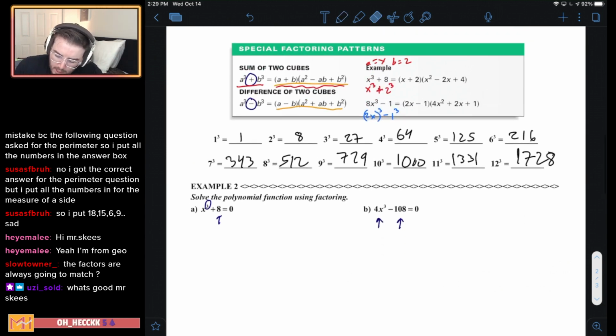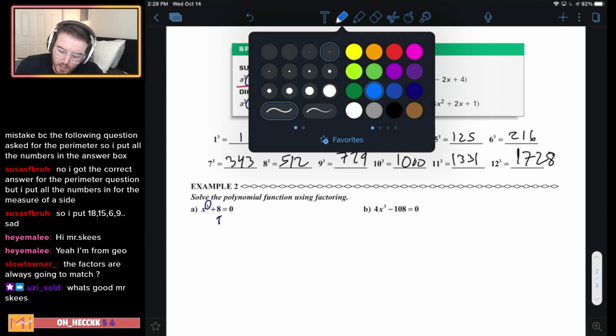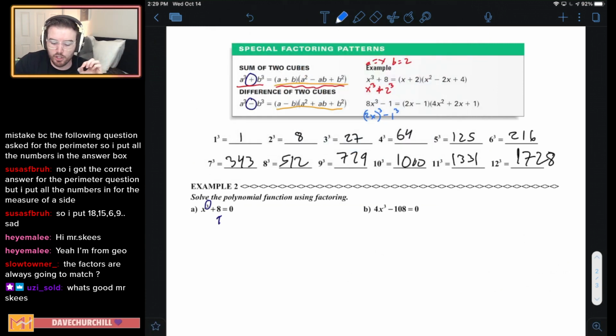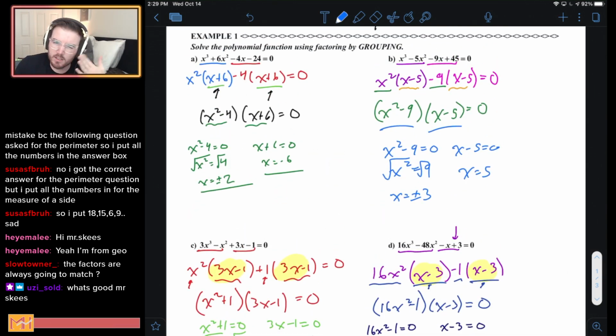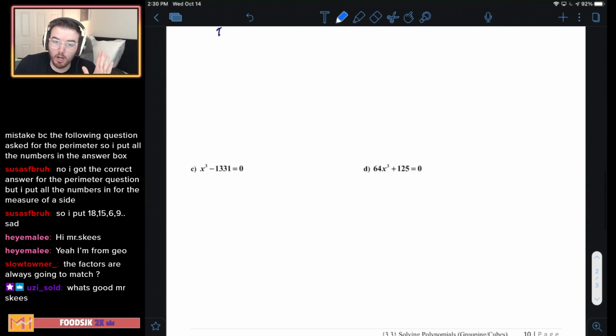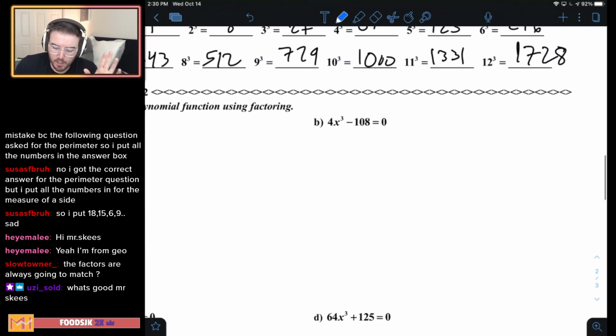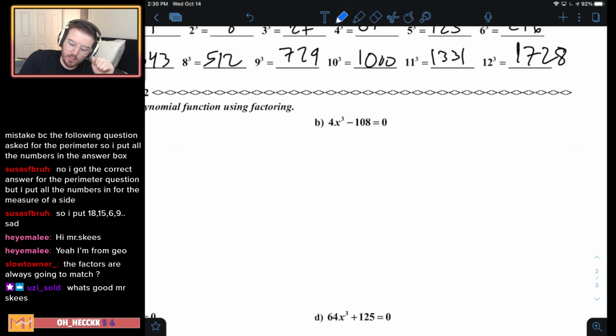So let's look at B because it's got a little more going on. What's the first thing that you should always do? And I kind of didn't mention it in these problems, which is my mistake, because technically you should always be looking for a GCF. So this is divisible by 4. So let's divide everything by 4. 108 divided by 4 is 27. So when I divide everything by 4, I end up with x cubed minus 27 equals 0.